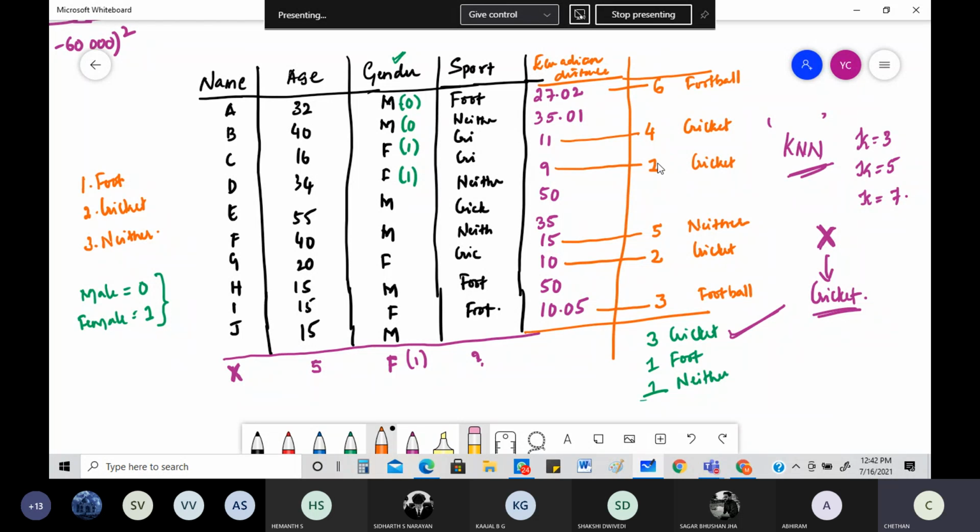Don't take 9 and all. There are only 10 records. If you take up to 9, then you're taking a very big value of k, which is not a good practice. You should always stay closer to the average. Even then, I'm taking 7 just to show you how things may change. 7 should not be chosen, and 3 should also not be chosen in an ideal condition. You should always go with an average value, which is up to 5.